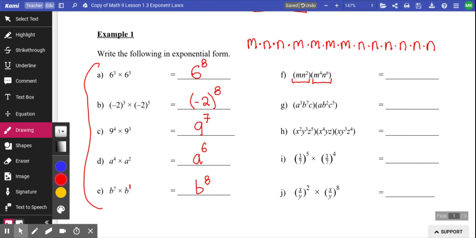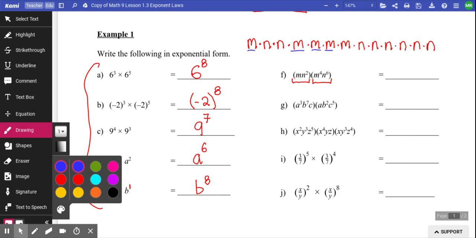With multiplication, you can reorder multiplication and it's the exact same thing. So I could reorder this so that all the m's are together and all the n's are together. And then what I really have is m 1, 2, 3, 4, 5 times. So I have m to the power of 5. And then I have n 1, 2, 3, 4, 5, 6, 7, 8 times. N to the power of 8.